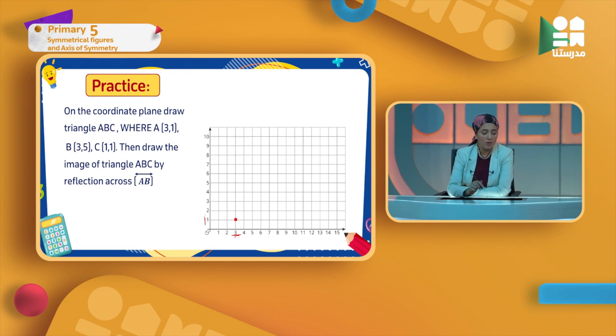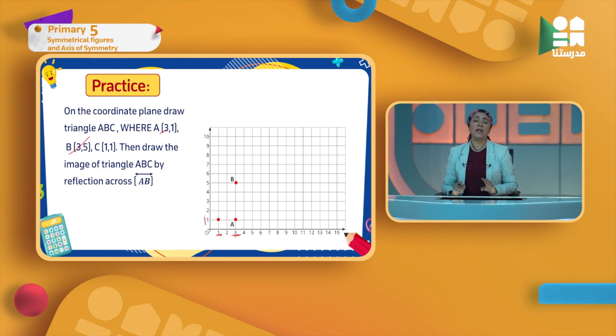Now the second one, point B, 3 and 5. So on the x axis I have 3 and on the y axis I have the point 5. So the point B is 3 and 5. Now letter C, 1 and 1. So here 1 on the x axis and 1 on the y axis, so it's gonna be this one. So the point C is over here.